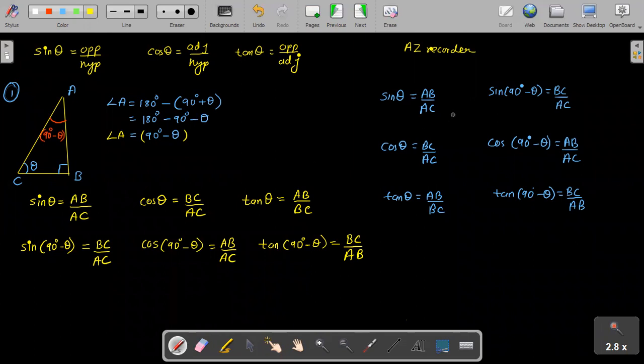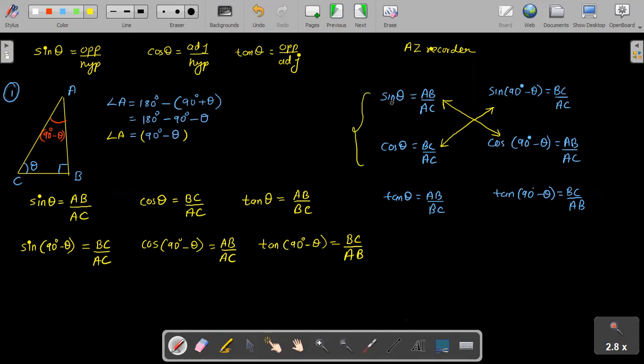Yes, sir. Sin theta joins with cos 90 degree minus theta. And cos with sin. So they match, right? And tan, they are not matching. They are just opposite to each other. This is AB by BC, this is BC by AB. Okay, we will come to this point later. Let us talk about these two.